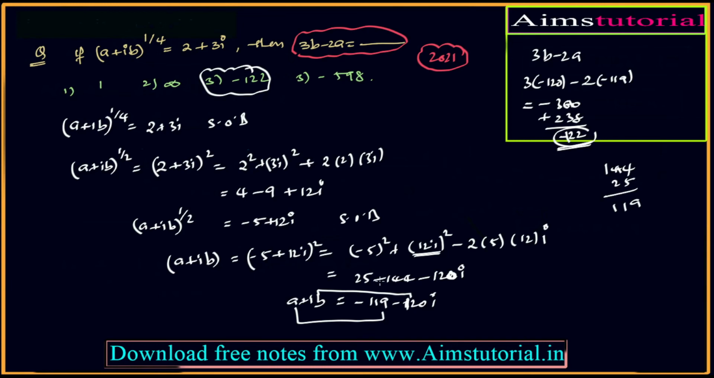Okay, we can use binomial expansion also, expansion of (a minus b) whole power 4. Or I am doing just (a plus b) whole square, (a plus b) whole square twice.